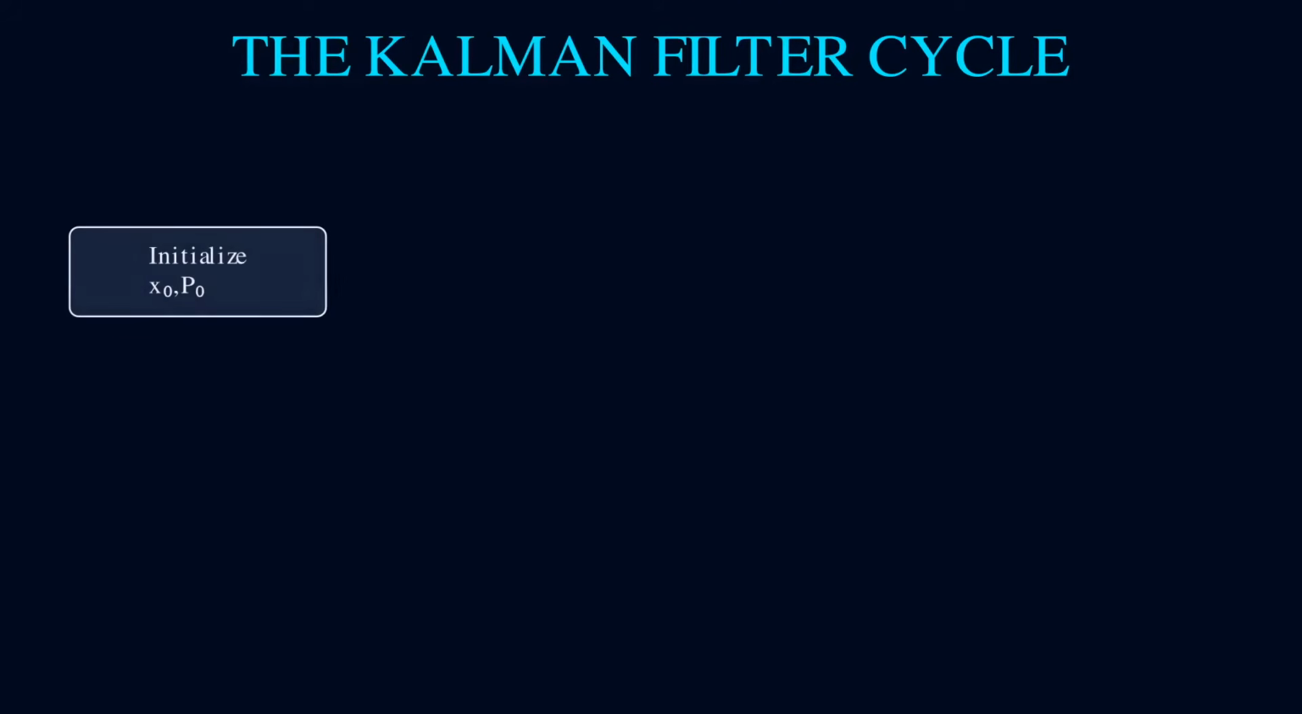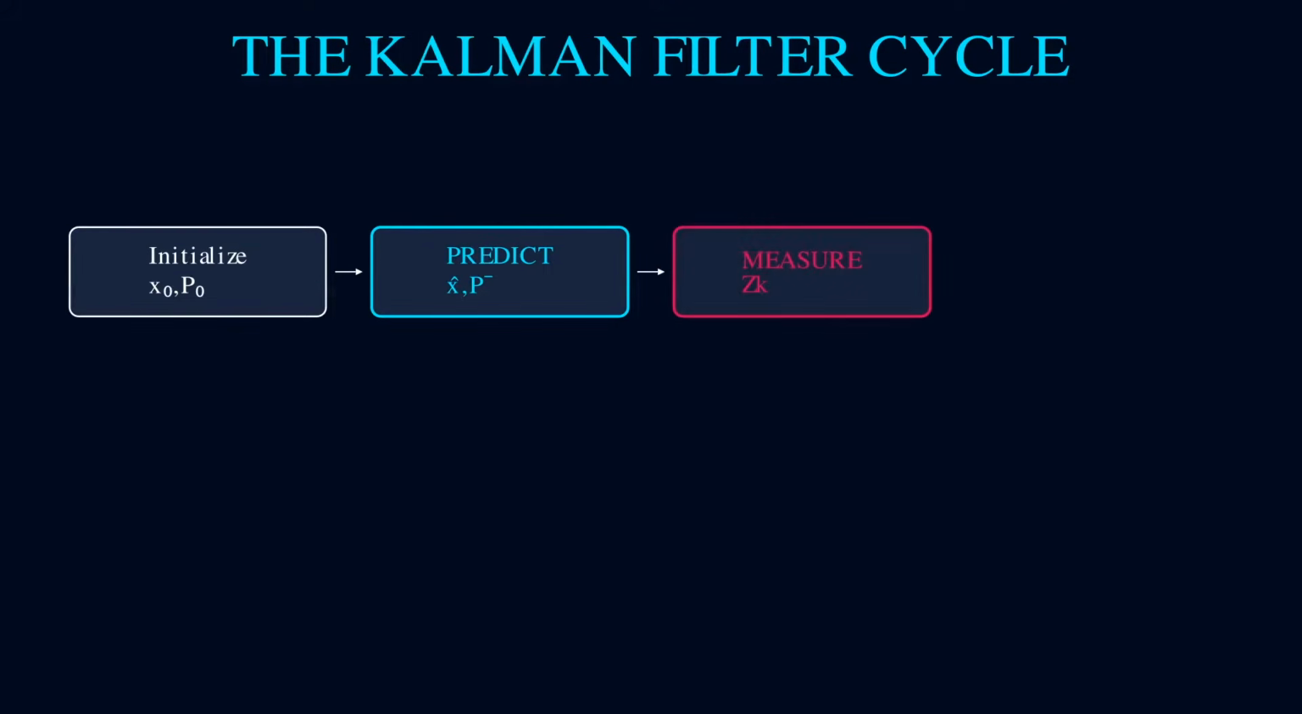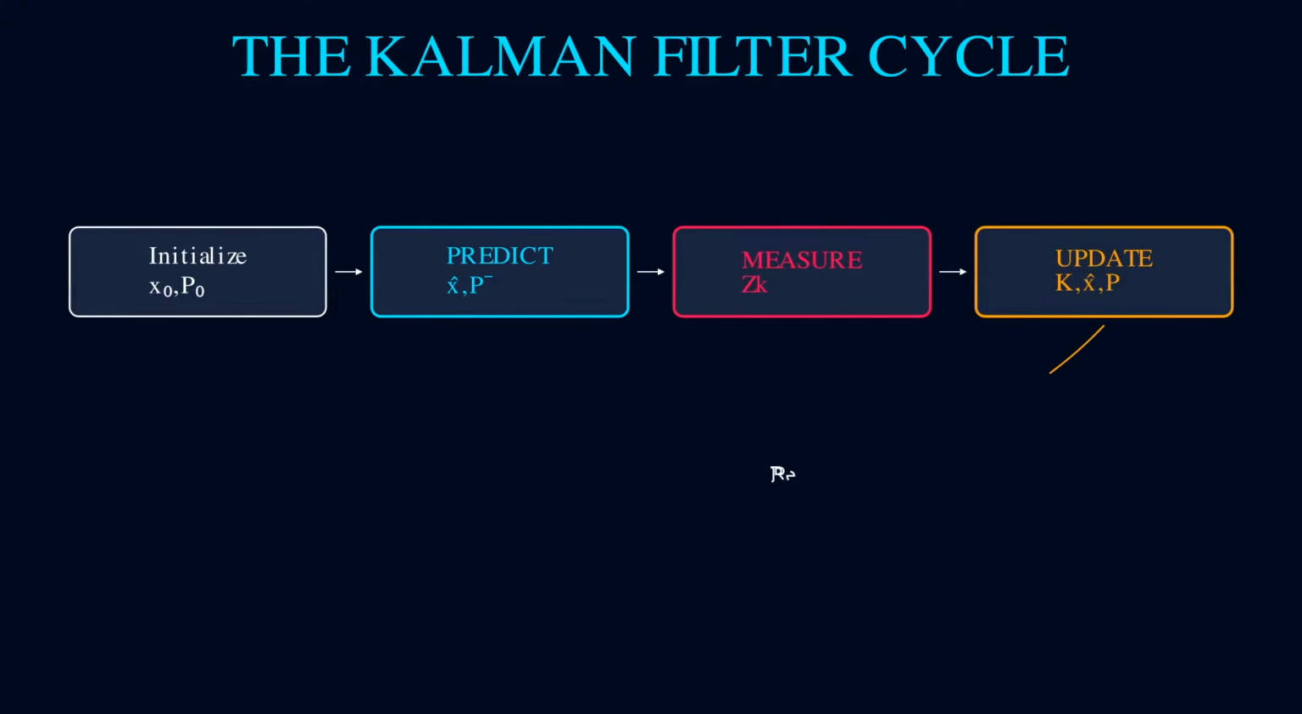The Kalman filter operates as a continuous cycle. First, we initialize with our best guess of the state and its uncertainty. Then we predict, projecting the state forward using our model. Next, a measurement arrives from the sensors. Finally, we update, fusing the prediction with the measurement. And then the cycle repeats, over and over.